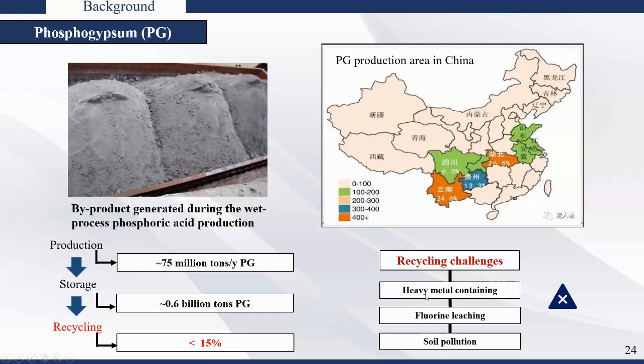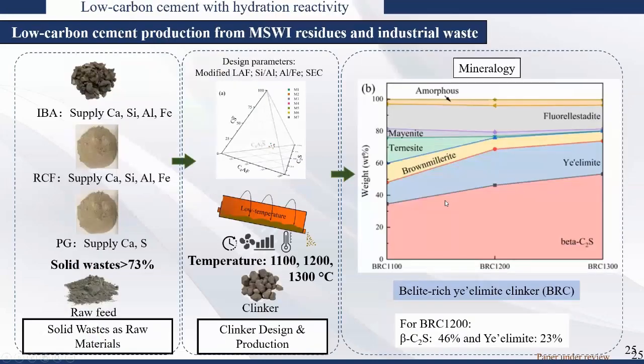Because it contains a lot of heavy metals and a lot of fluorine leaching from it, it causes soil pollution. However, actually, heavy metal and fluorine are good fluxing agents in cement making. What this fluxing agent means is that it can reduce the melting point temperature of my raw material. So it reduces the temperature required in the kiln. So it's actually good for us.